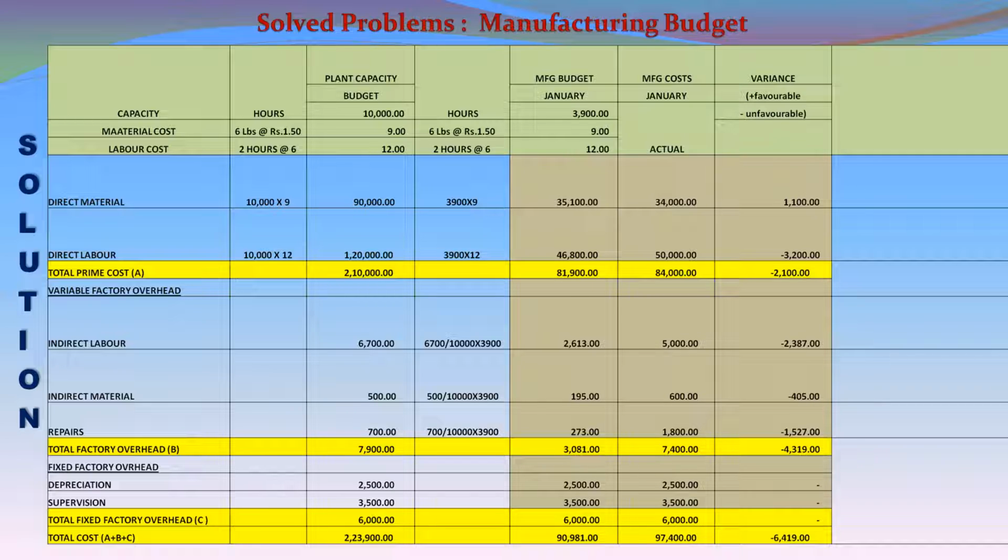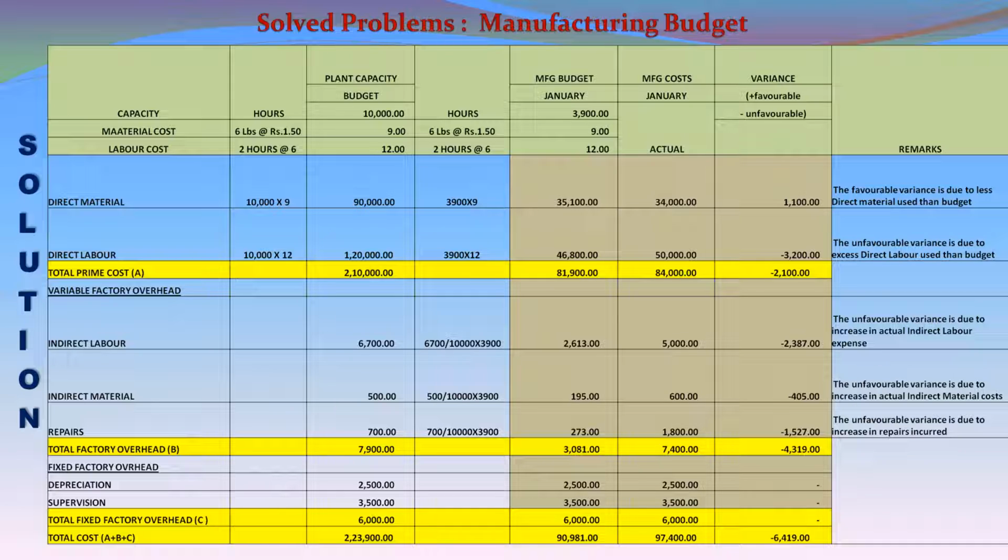Variance: favorable variance in the case of direct material, unfavorable variance in the case of direct labor. Direct material, favorable variance 1,100. Direct labor, unfavorable variance 3,200. Total prime cost variance is 2,100 unfavorable. Indirect labor, unfavorable variance 2,387. Indirect material, unfavorable variance 405. Repairs, unfavorable variance 1,527. Total unfavorable variance is 6,419.